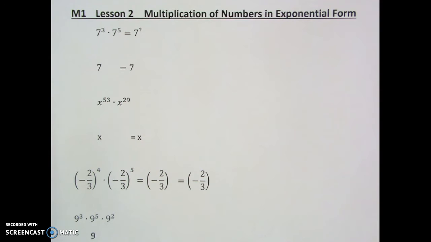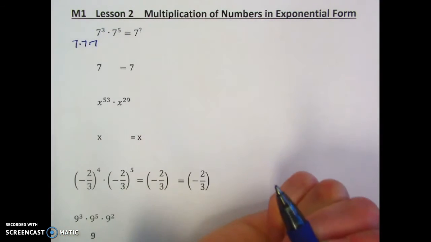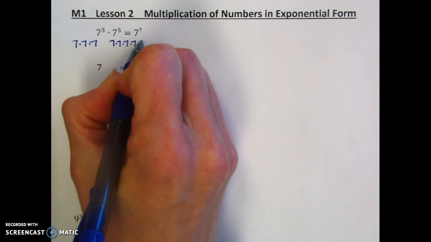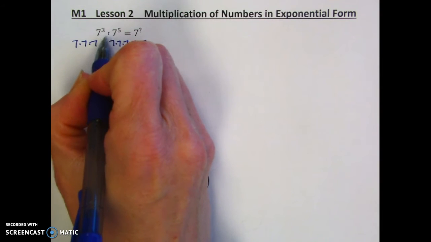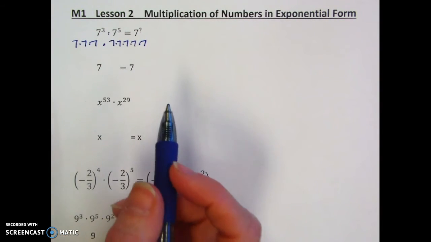Alright, so what we're going to do here is multiply numbers written in exponential form, and see if we can figure out what the rule is for that. In the first example, 7 to the third power means 7 times 7 times 7. And 7 to the fifth power means we're multiplying 7 times itself 5 times. And of course, these are multiplied in between. So this is a huge multiplication problem.